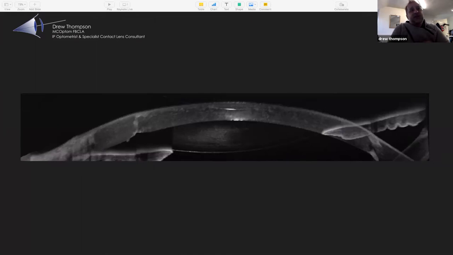So you can see there that the curvature changed quite significantly. If you were to carry the curve on of the host cornea, which you can see quite clearly on the left-hand side, the grafted area, you can see there's a vertical line in the cornea. Everything beyond that's a graft. If you continue that curve over, it would be a lot steeper than is actually there.